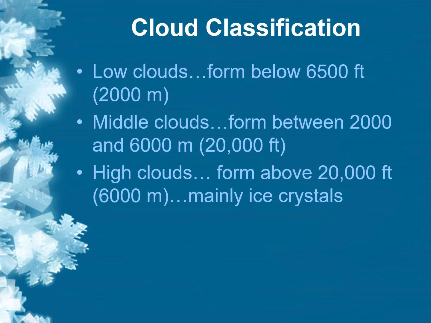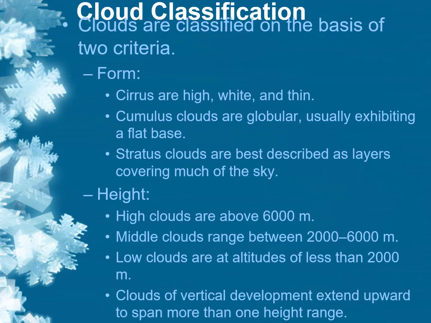And then they're also based on their height within the troposphere. So low clouds are going to form below 6,500 feet. Middle clouds will form between 6,500 feet and 20,000 feet. And then high clouds will form above 20,000 feet. Most high clouds are going to be made of ice crystals.